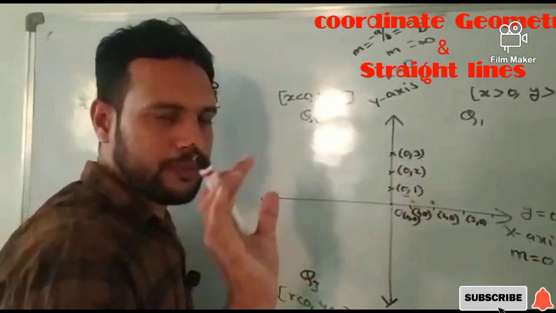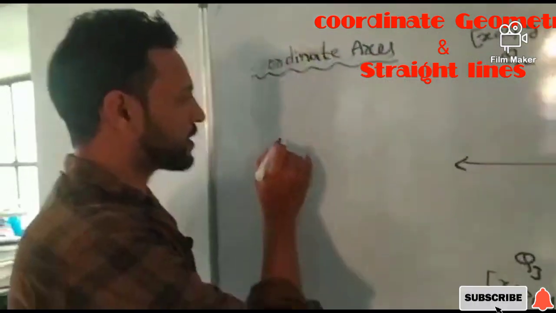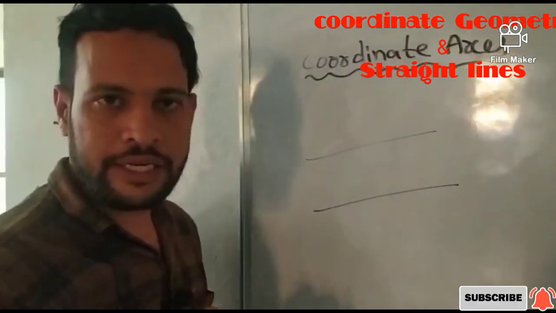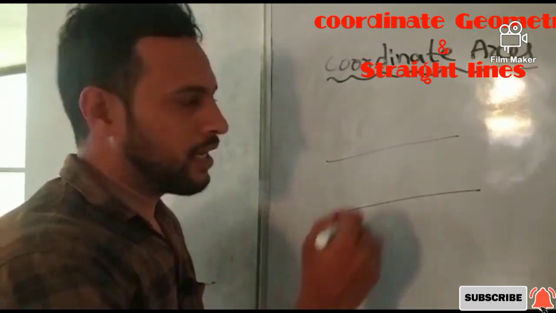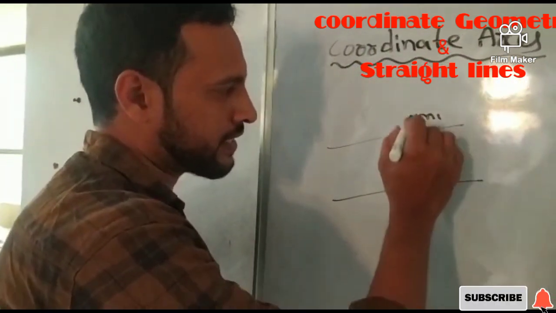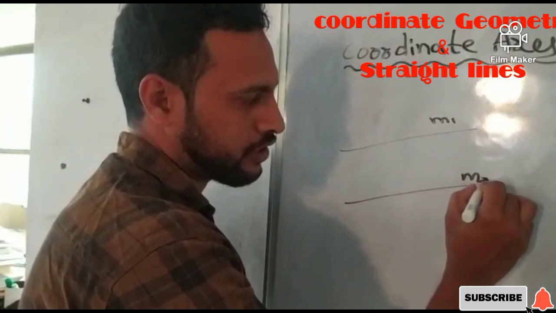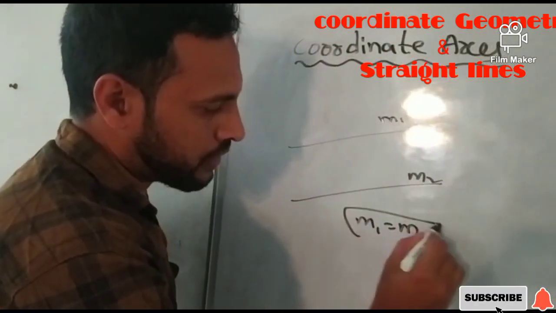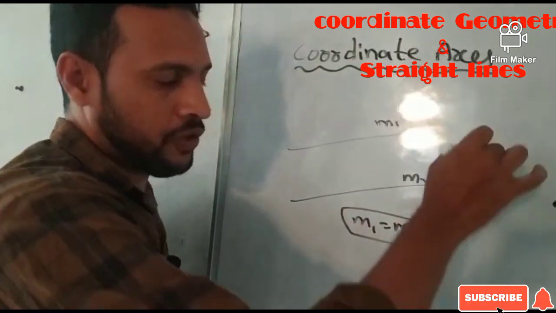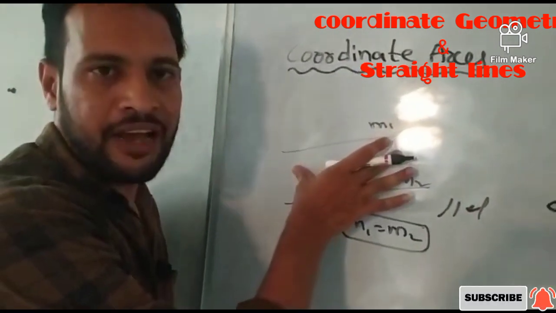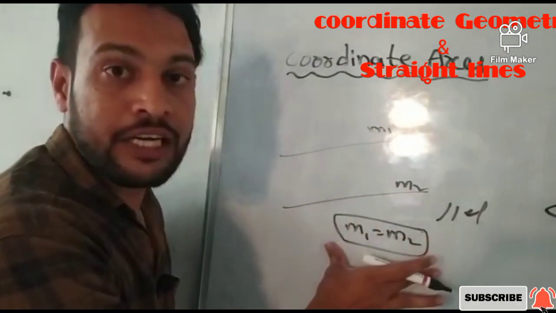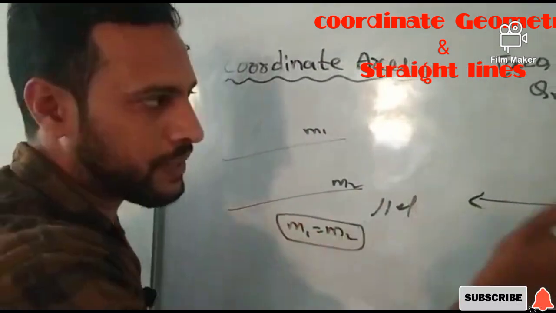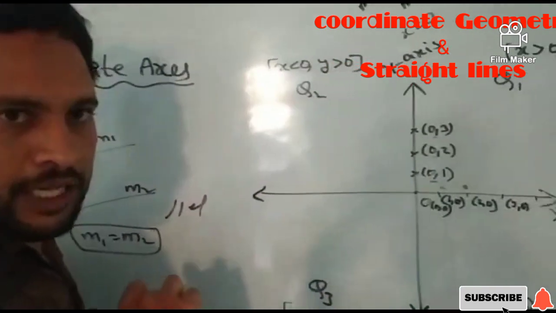So here is one more point. Before going to that point, I want to explain a small topic here. We can say two lines are parallel if their slopes are equal. Let us take the slope of this line as m1 and this line as m2. If m1 is equal to m2, then we can say both the lines are parallel. If two lines have the same slope, then the two lines are parallel. We will use this concept in the coordinate system also.